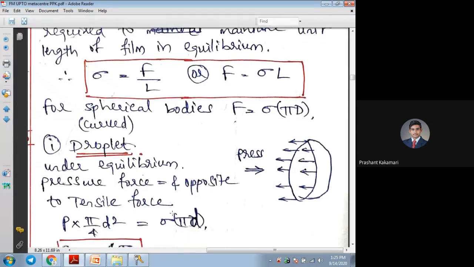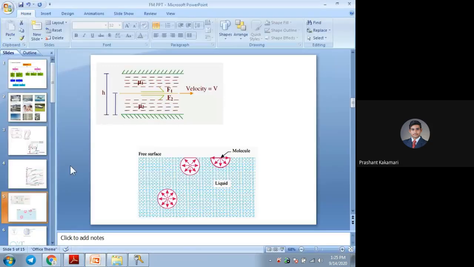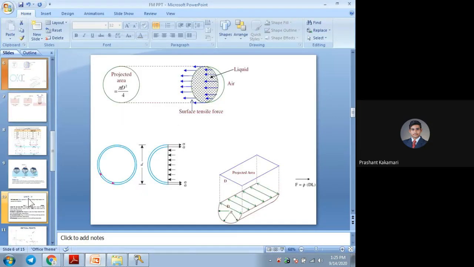So if I consider the pressure force on the surface, I can write it as the pressure applied on this circular surface to overcome that tensile force, maybe pi by 4 d square, because the projected area of this circle is nothing but pi by 4 d square. You can see here, as shown in the PPT, on the top picture, a hemispherical droplet is taken. The projected area of this circle is pi by 4 d square, a circular area. On that area, this pressure is acting.